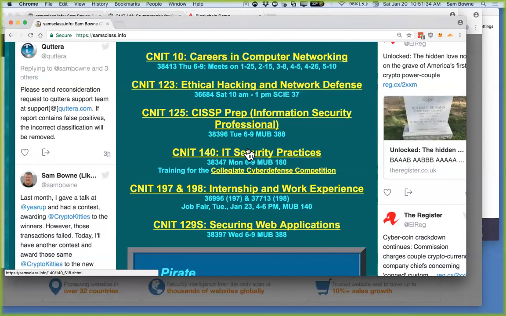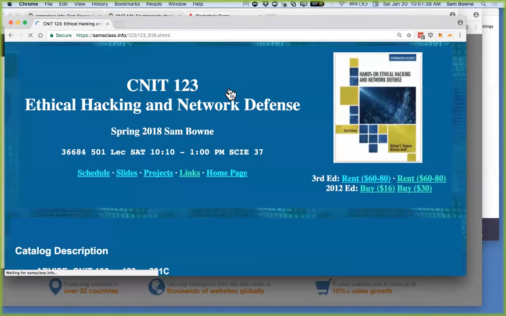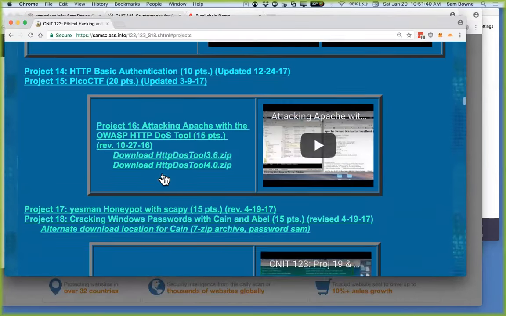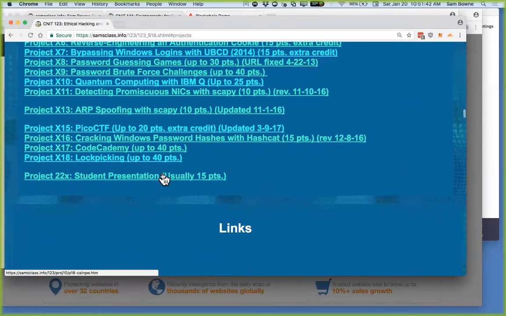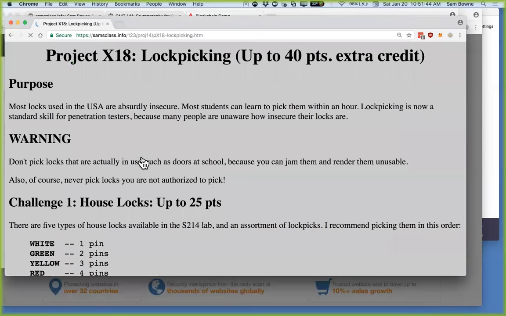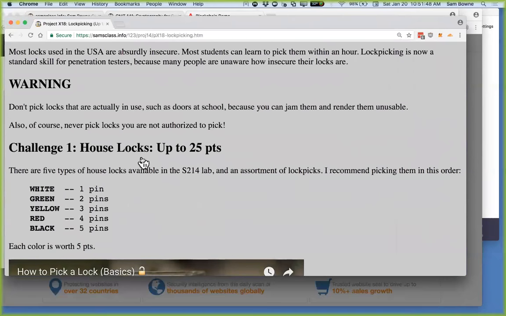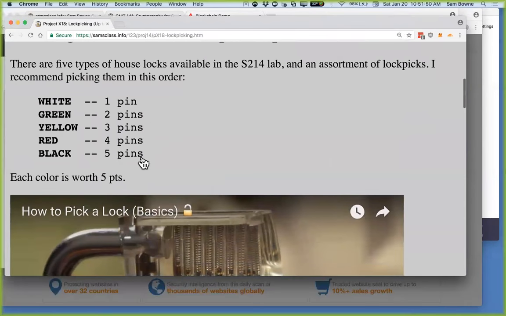Yeah. So this thing I want to show you is this lockpicking project. 123 is the page. Here's the projects, and this is an extra credit project, X18. I'll just tell you how it works. There are 5 house locks. There are some other locks up in the lab that are worth more points, but I've color-coded these locks. So the white locks have only 1 pin, the green locks have 2 pins, and then it goes yellow, red, and black. The black lock is like the lock on your front door, an unmodified lock, the cheapest lock I could get at Home Depot.